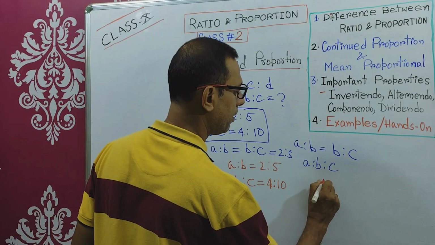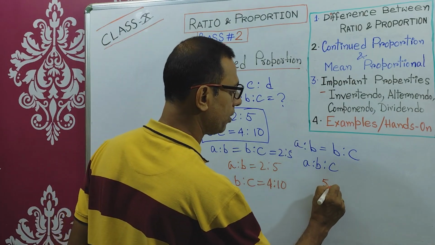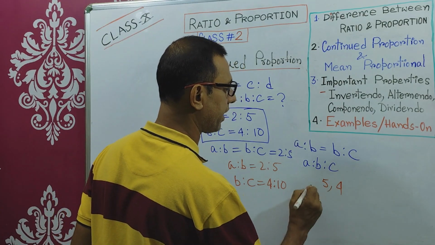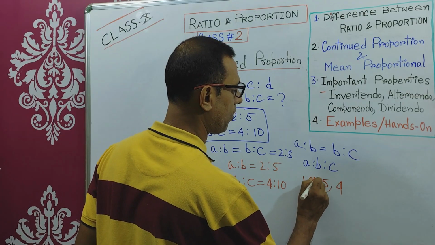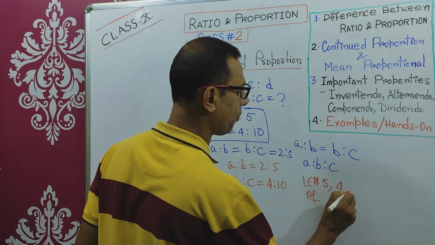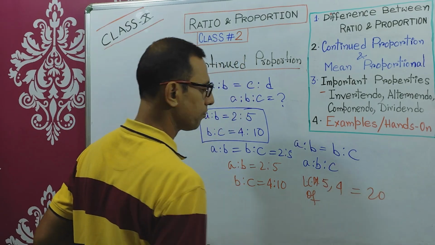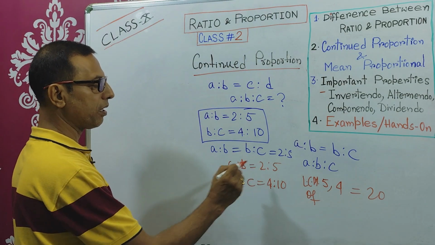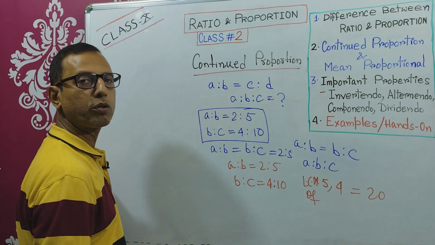The B element value here is 5 and 4. Let's say 5 and 4. What is the LCM? The LCM of 5 and 4 equals 20. So you need to make the B element value 20 for both the ratios.